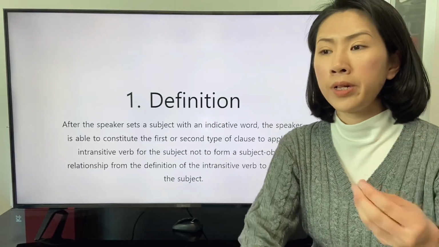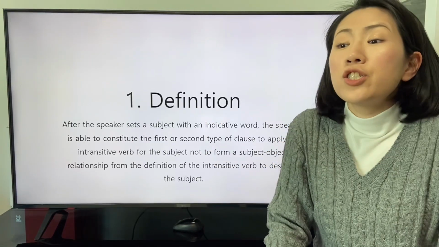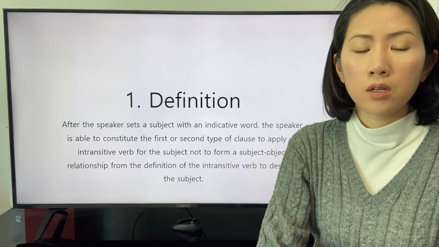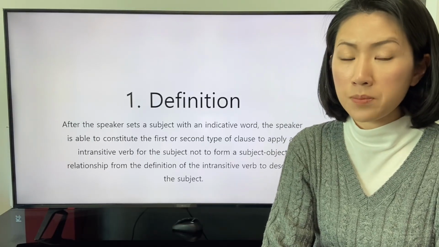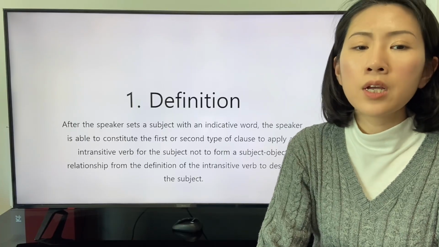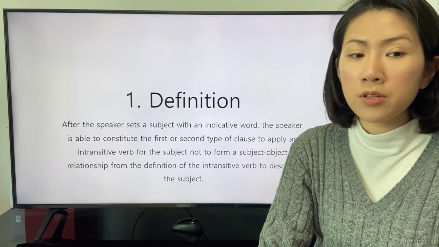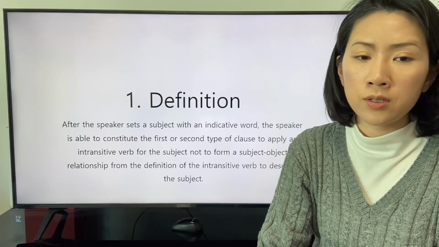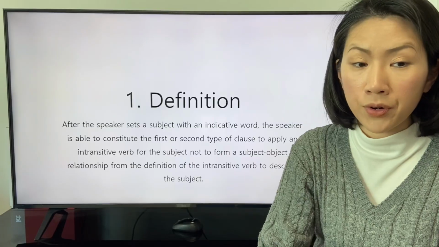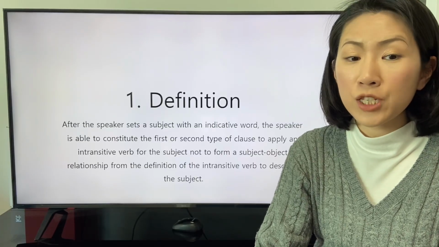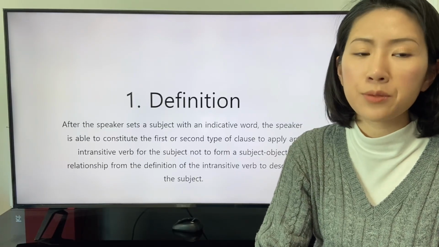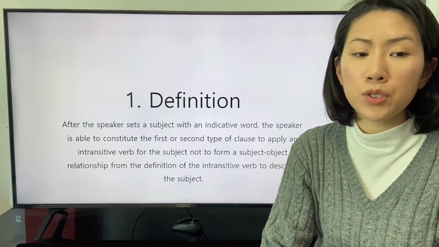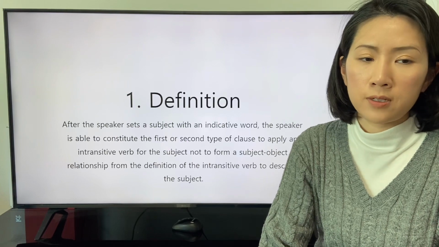From now on, we will study each type of clause. After the speaker sets a subject with an indicative word, the speaker is able to constitute the first or second type of clause, applying an intransitive verb for the subject, so as not to form a subject-object relationship, from the definition of the intransitive verb to describe the subject.